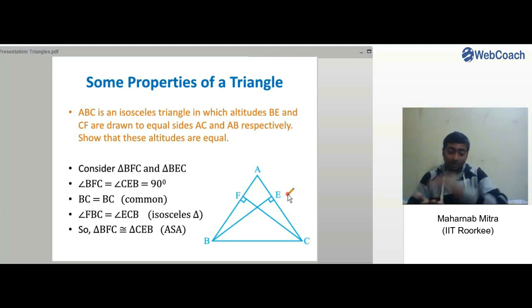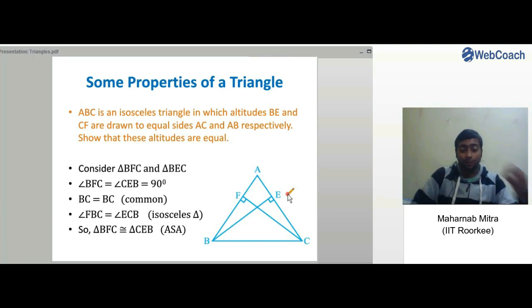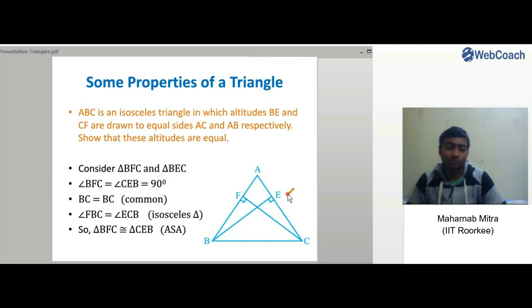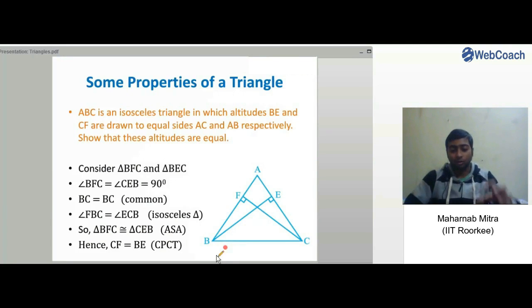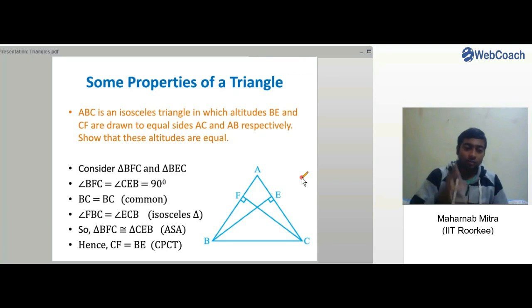Triangle BFC is congruent to triangle CEB, or B can be overlapped on C if the two triangles are separated out. B of the first triangle can be overlapped onto C of the second triangle, F onto E, and C of the first triangle onto B of the second triangle, right? So we have written the congruency statement in the order in which they can overlap onto each other, and the rule we have used is the ASA criterion. And from there you can directly say CF, which is a part of triangle BFC, is equal to BE, which is a part of triangle BEC. These are corresponding parts of congruent triangles.